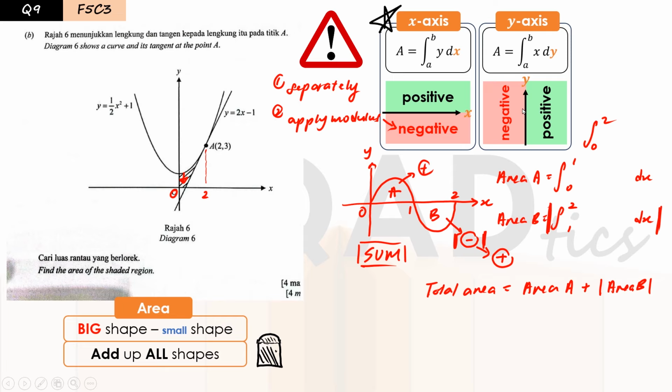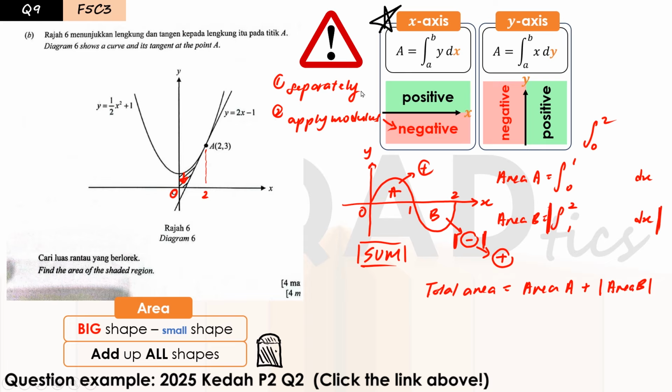But if we have regions which are on the left side of the y-axis, it would be negative, right? Having negative values. Okay, so using the same way, calculate it separately and apply modulus to these regions which are on the left side of the y-axis.